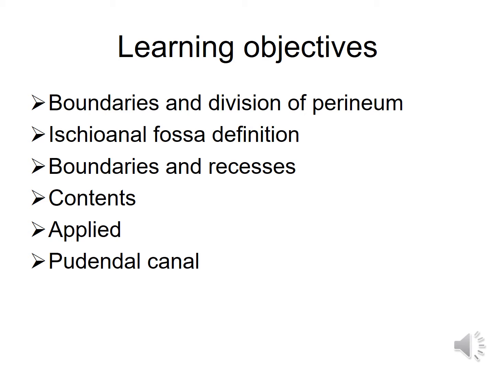So, what will be the learning objectives of our presentation? We will be just recapitulating the boundaries and division of perineum. Then we will start with ischioanal fossa. First of all, we will define ischioanal fossa. Then we will talk about the boundaries, recesses, contents, and applied anatomy of ischioanal fossa. And we will also discuss an important structure in the lateral wall of ischioanal fossa, that is the pudendal canal.